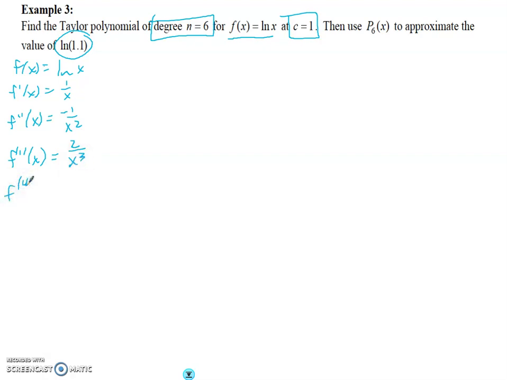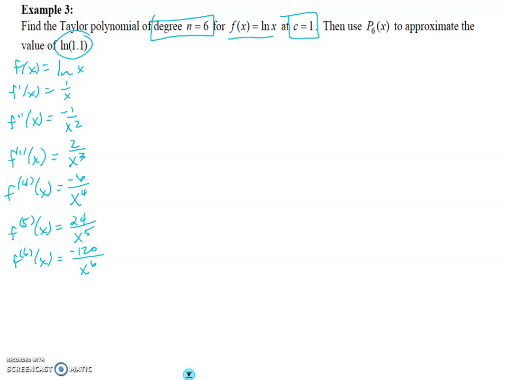Then I have the fourth derivative of x, which is going to be equal to a negative 6 over x to the fourth. I've got the fifth derivative of x, which is going to be equal to 24 over x to the fifth. Then we have the sixth derivative of x, which is going to be equal to a negative 120 over x to the sixth.